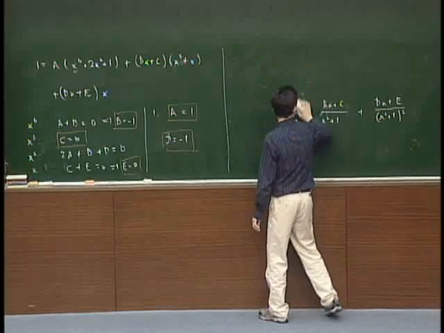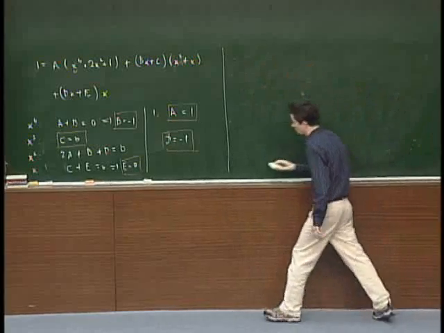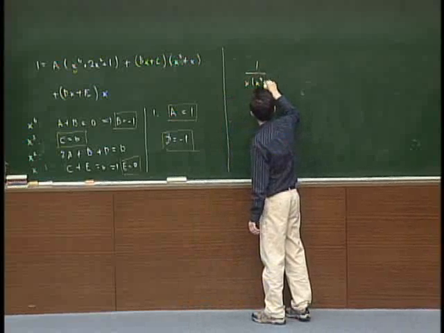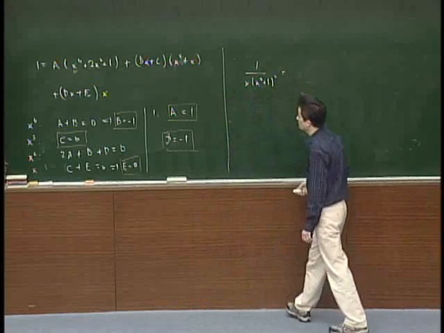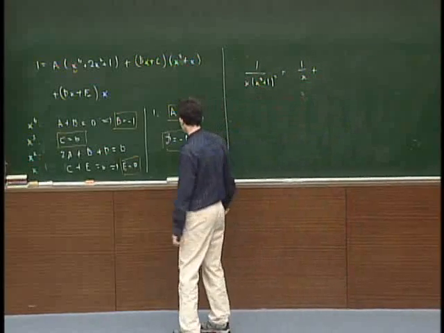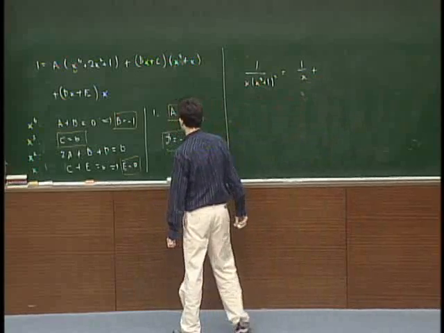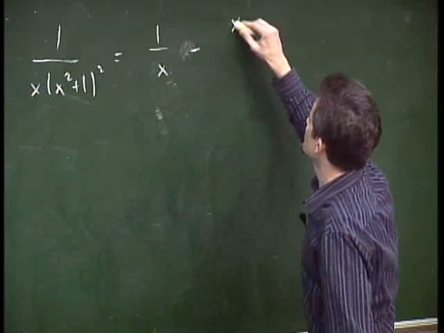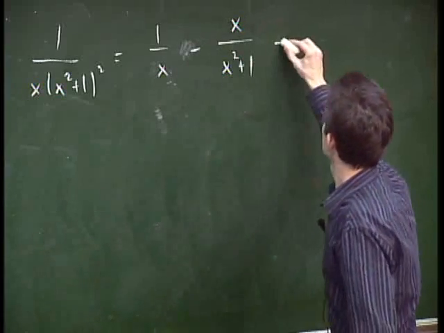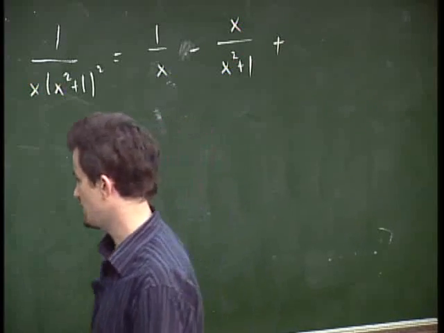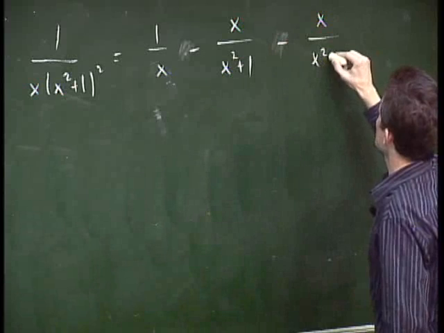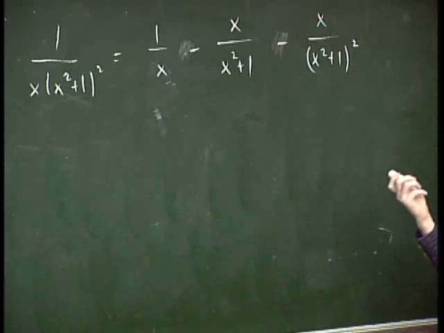Okay, so no, I shouldn't have erased this. So our polynomial, so our rational function can be written as 1 over x plus, then we have bx plus c, so minus x over x squared plus 1, and then plus dx plus e, so minus x over x squared plus 1 squared. And the integral here is easy to compute.